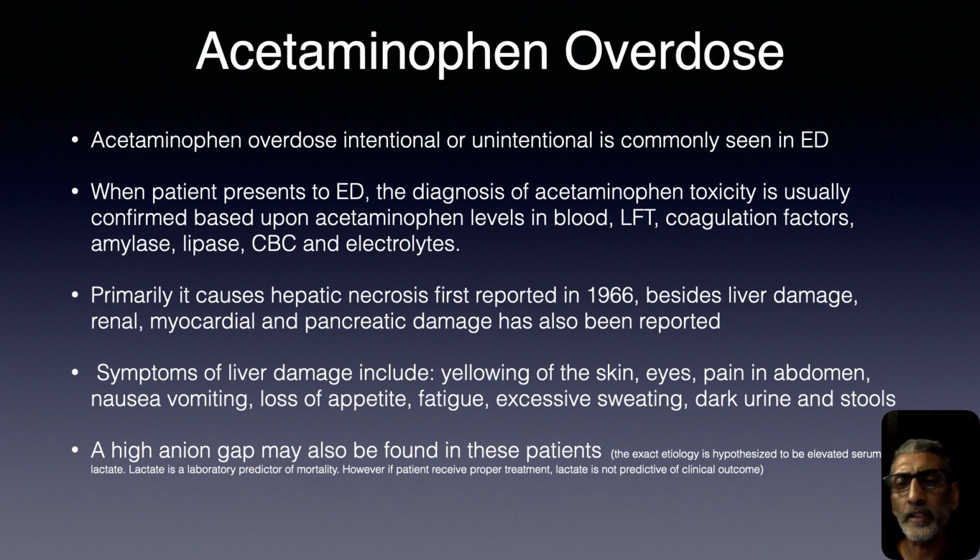Primarily, it causes hepatic necrosis, which was first reported in 1966. Besides liver damage, renal, myocardial, and pancreatic damage has also been reported in the literature. Symptoms of liver damage include yellowing of the skin and eyes, pain in the right upper quadrant, nausea, vomiting, loss of appetite, fatigue, excessive sweating, dark urine, and stool. A high anion gap may also be found in some of these patients.